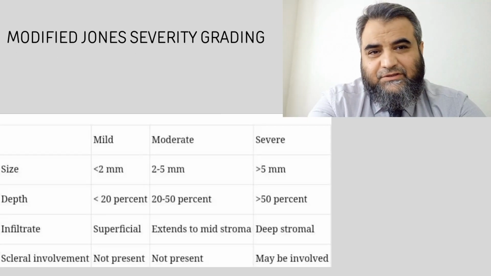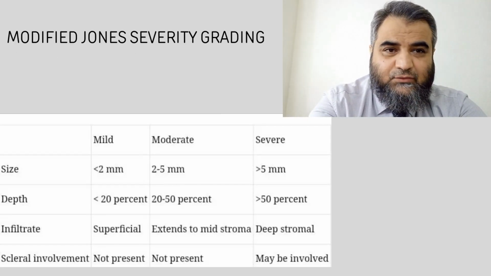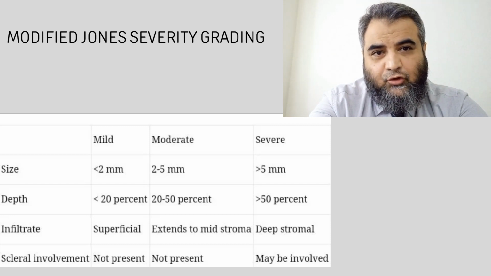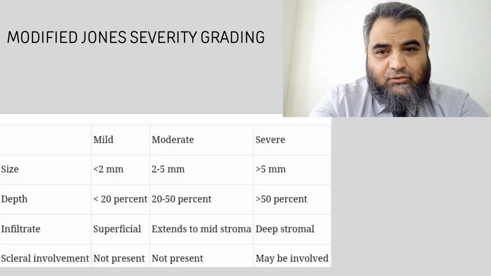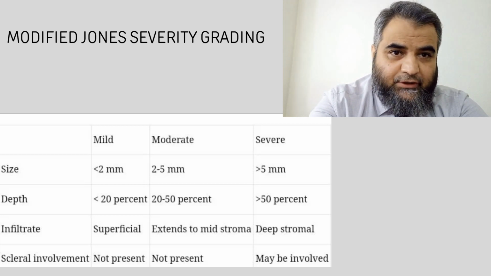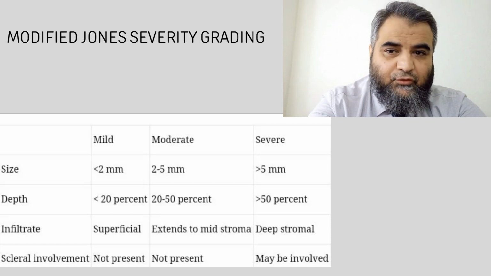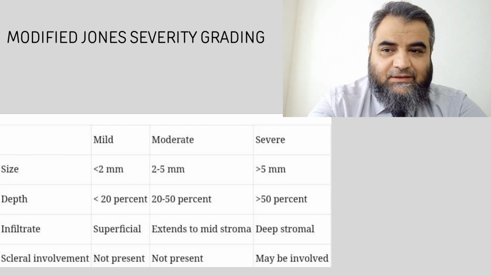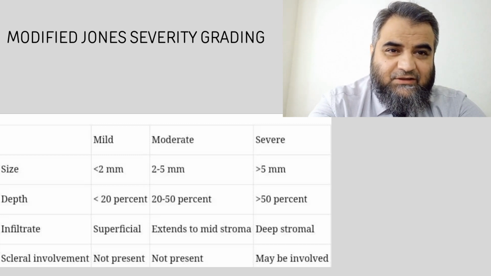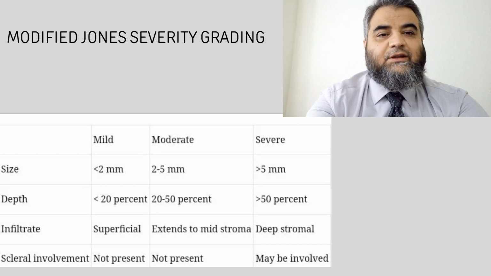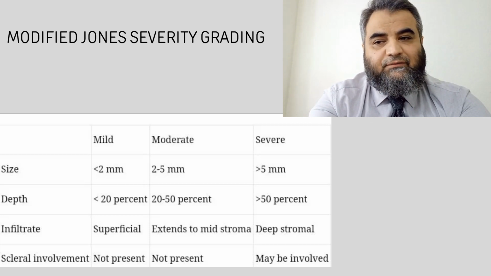This is a very interesting slide. This is the modified Jones severity grading system, in which they have graded the corneal ulcer into three grades: mild, moderate, and severe. If it is less than 2 millimeter, mild; 2 to 5, moderate; and more than 5 millimeter is a severe corneal ulcer. Then they have also counted the depth: whether it involves less than 20% of the corneal stroma, 20 to 50%, or more than 50%.